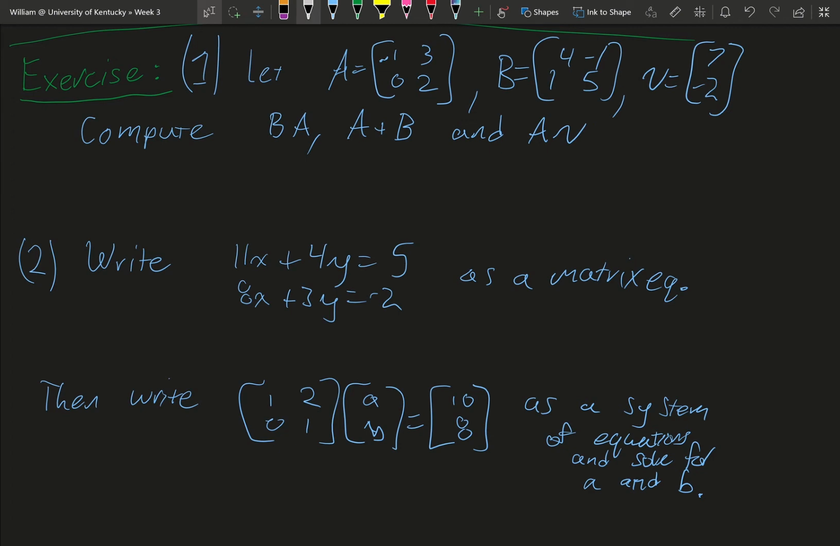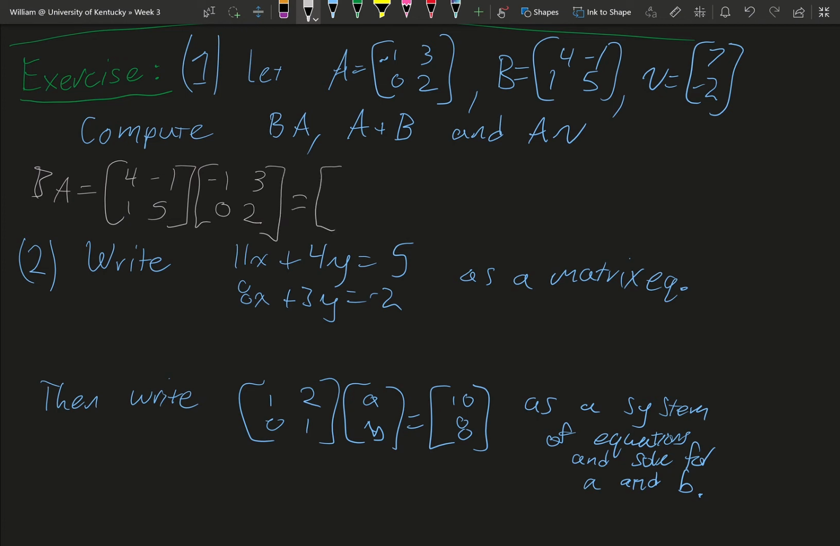Okay. So give those a shot. And okay, so hopefully you've paused, given them a shot. Let's go over the answers. So first we'll compute B times A. So that is [4, -1; 1, 5] times [-1, 3; 0, 2].